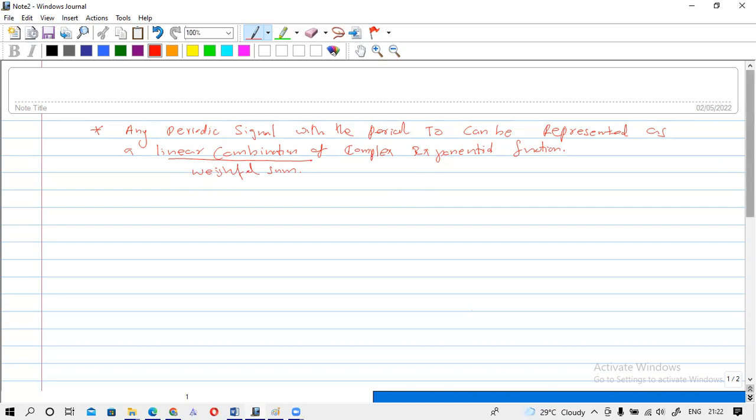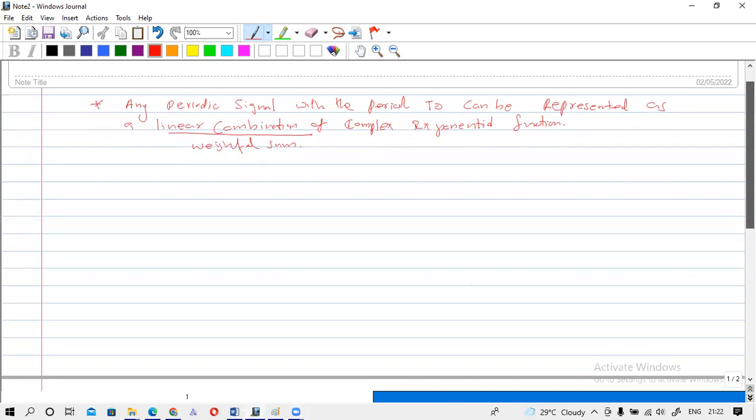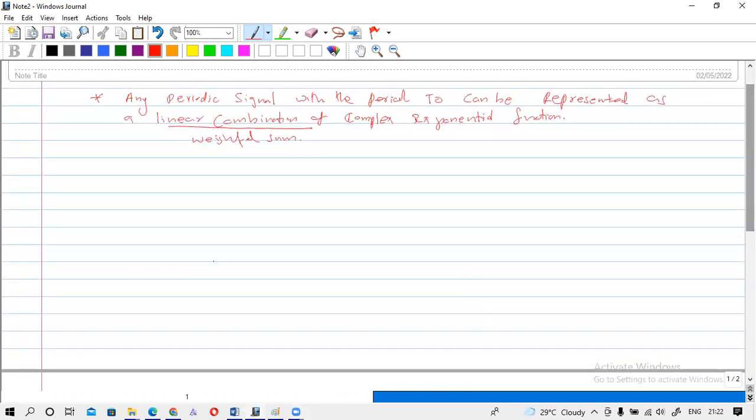we will see some further details. So I think you already got this idea. Any periodic signal can be represented as a linear combination of complex exponential functions. So we know that we have two basic periodic functions. What are they? I think you can remember.